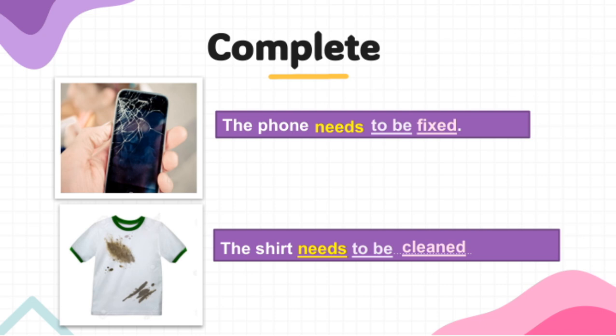Moving on to the specific examples, the shirt needs to be, and here, it's about completing that thought. Whether it needs to be washed, ironed, or repaired, recognizing these needs helps us prioritize tasks efficiently. Similarly, the phone. The key point here is that this device needs to be fixed. It's a reminder that sometimes things break or malfunction, and prompt repair is necessary to restore functionality.